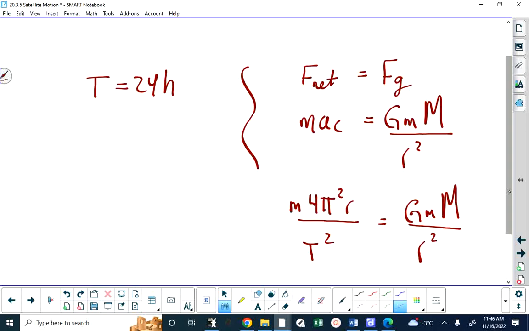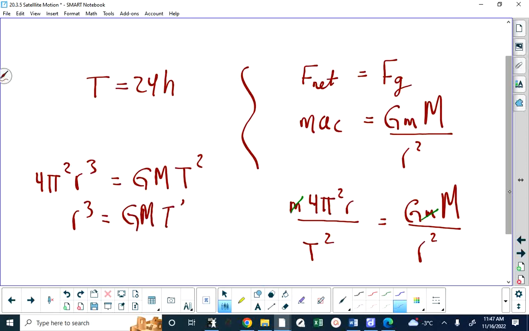The r's don't cancel. When you cross multiply, let's be clear, the m's cancel. You get 4 pi squared, then you get an r cubed equals GM of the Earth T squared. Things are starting to kick it up a notch here. R cubed is G times the mass of the Earth times T squared over 4 pi squared. That's pretty powerful. You have the ability to find the altitude, or the orbital radius anyway, of a geostationary satellite, just using some physics 20.